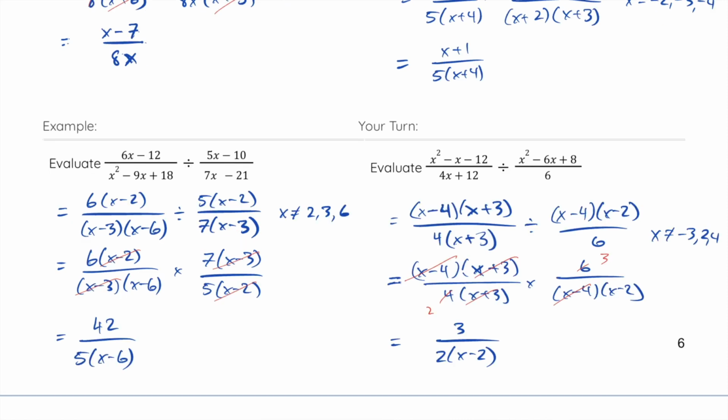Okay, in the end, you should have 3 over 2 times x minus 2, and your excluded values in this situation are -3, 2, and 4.